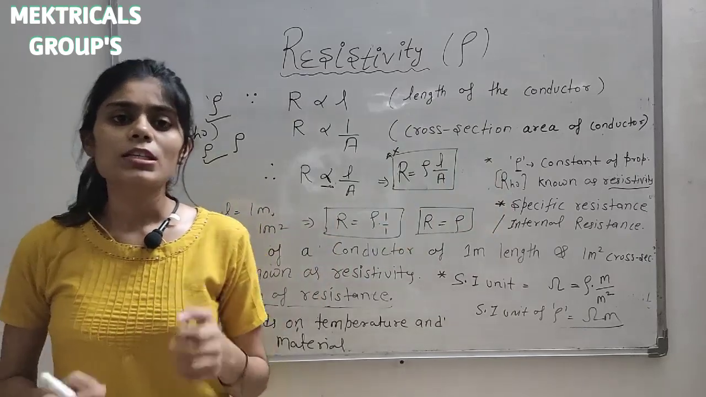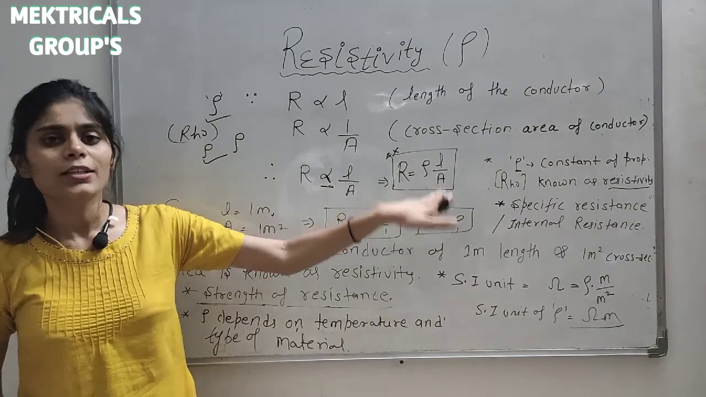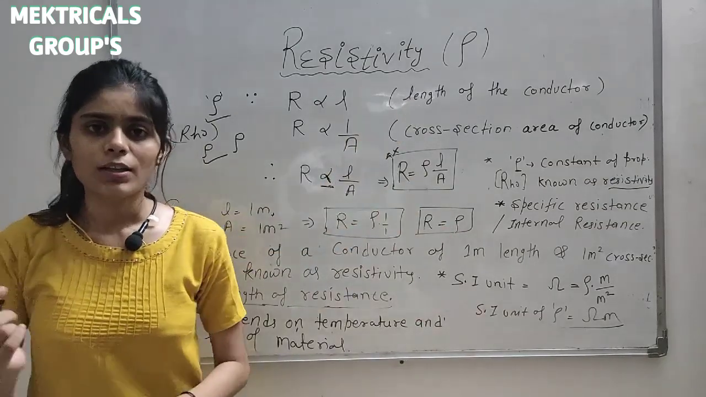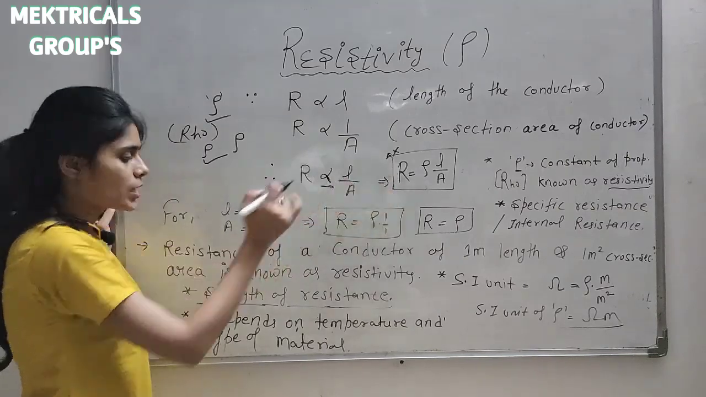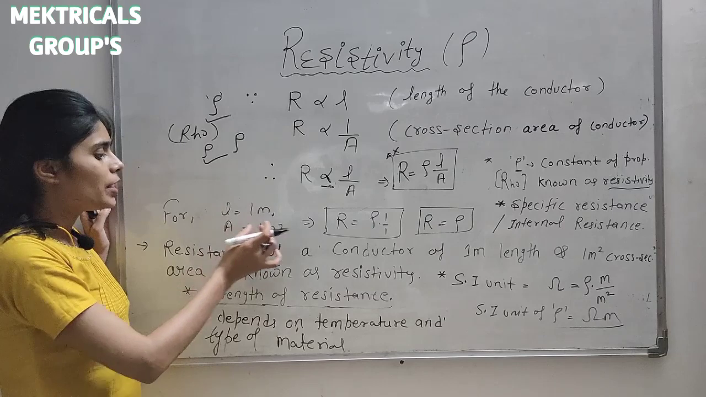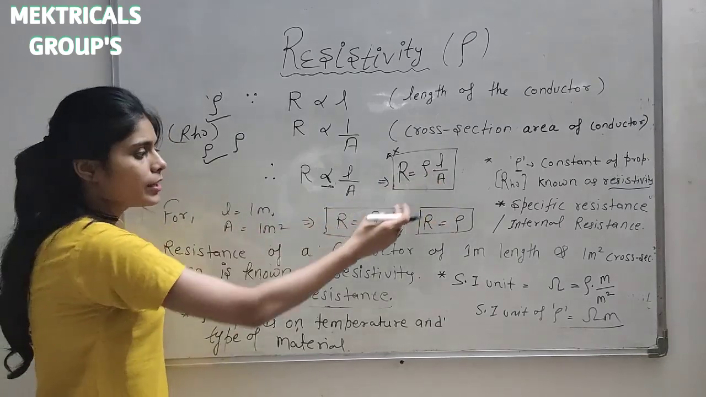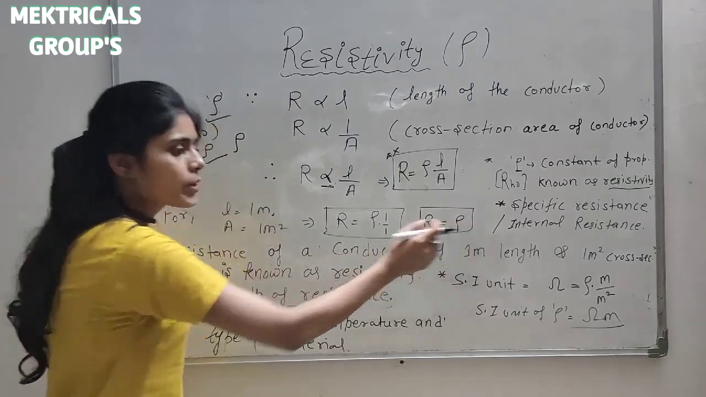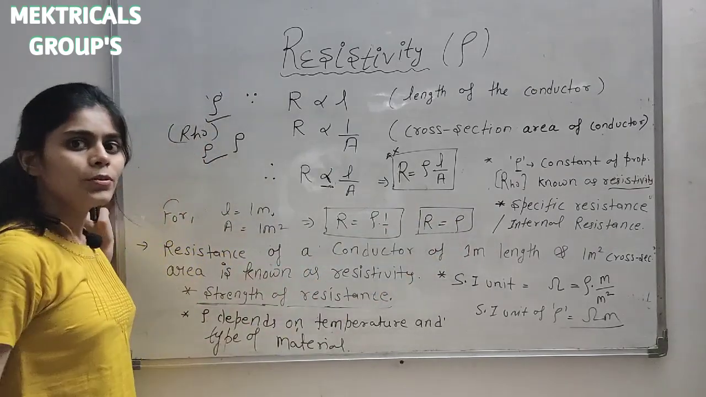But what is the role of resistivity? What is the role of this constant of proportionality here? Let's try to understand. From this formula we can see, if I put length equal to 1 meter and area equal to 1 meter square, what do I get? You can see clearly, resistance is equal to resistivity. We get R is equal to rho.